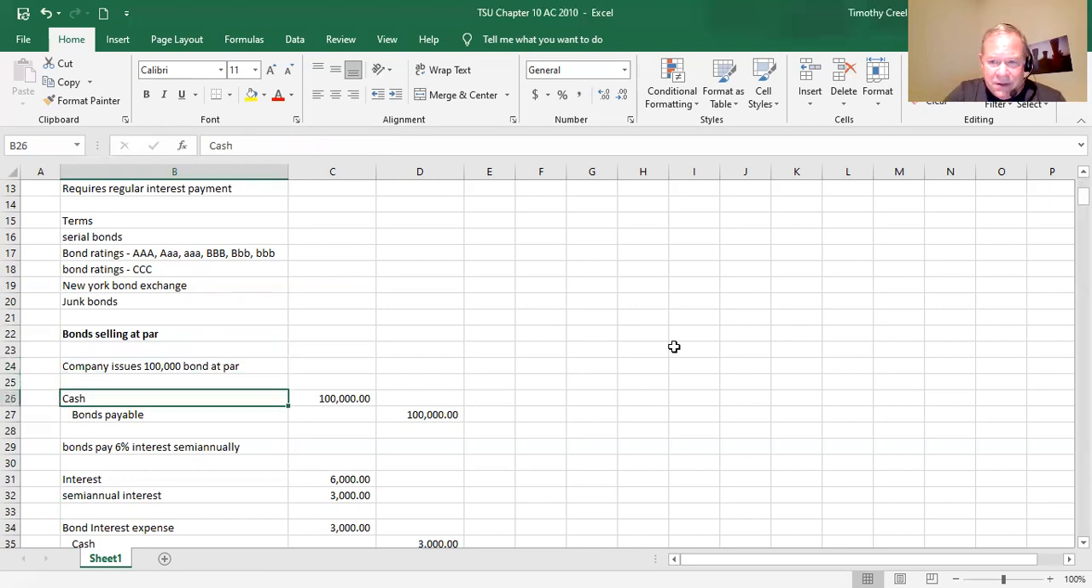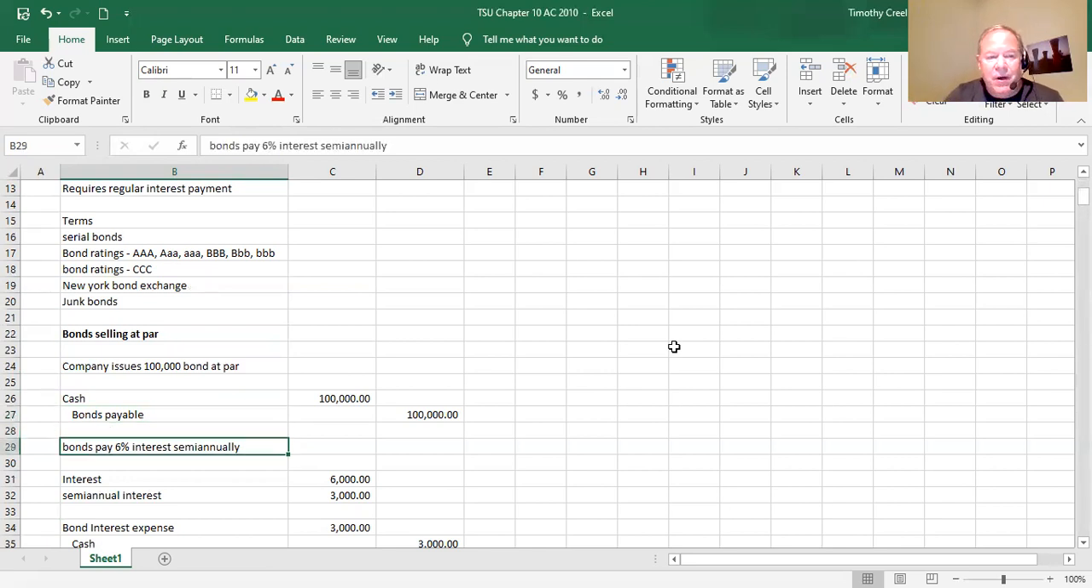So in this case, we would debit cash and we would credit bonds payable for the amount of the issuance of bonds. The company is debiting cash because they're getting $100,000 cash that they can reinvest back into the business. And they're crediting bonds payable because they have to pay this amount back once the bonds mature.